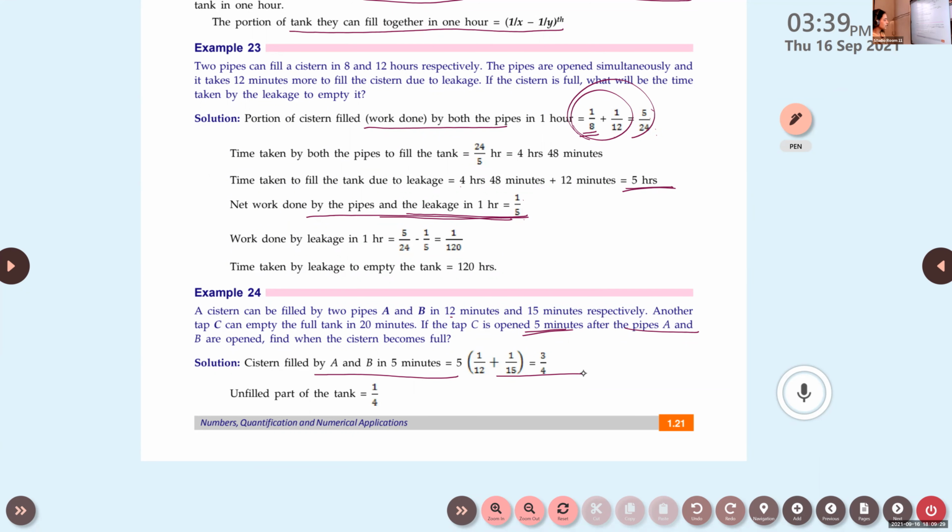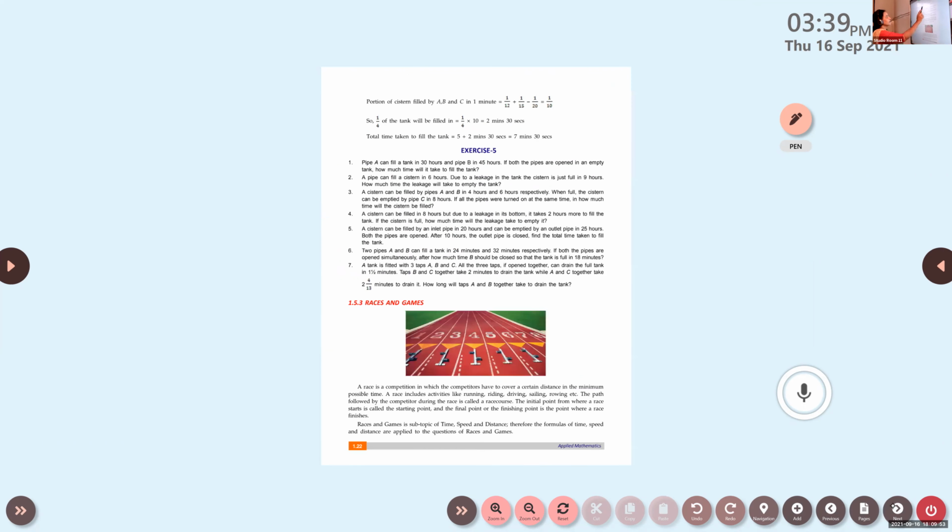Now, what is the unfilled part? It is 1 by 4. The unfilled part is 1 by 4. During this time, we open another pipe, and from that pipe water will go out. Water is going out. So how will you find the time taken to fill the cistern? Look at the next part.